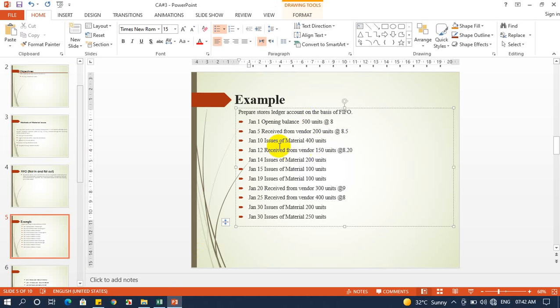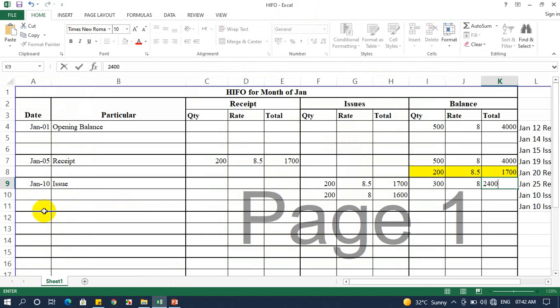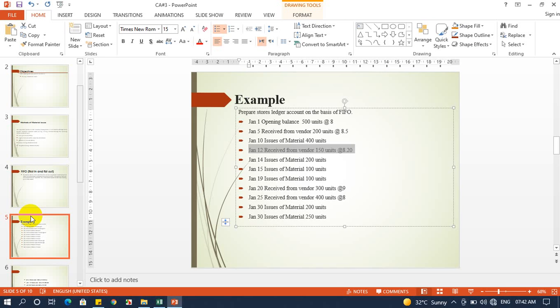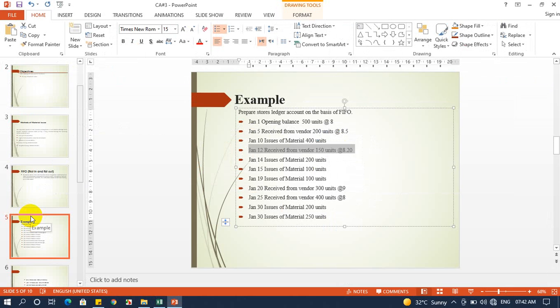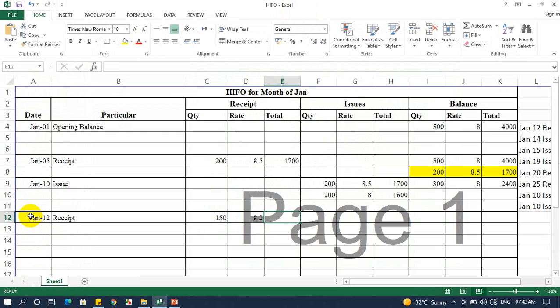The next one is that January 12th receive 150 at the rate of 8.2. Again we are purchasing, January 12, yes, January 12th we are receiving, right? So how many units? 150 units, rate is 8.20, right? 8.2, and then what is the amount? 150 multiplied by 8.2, 1230.